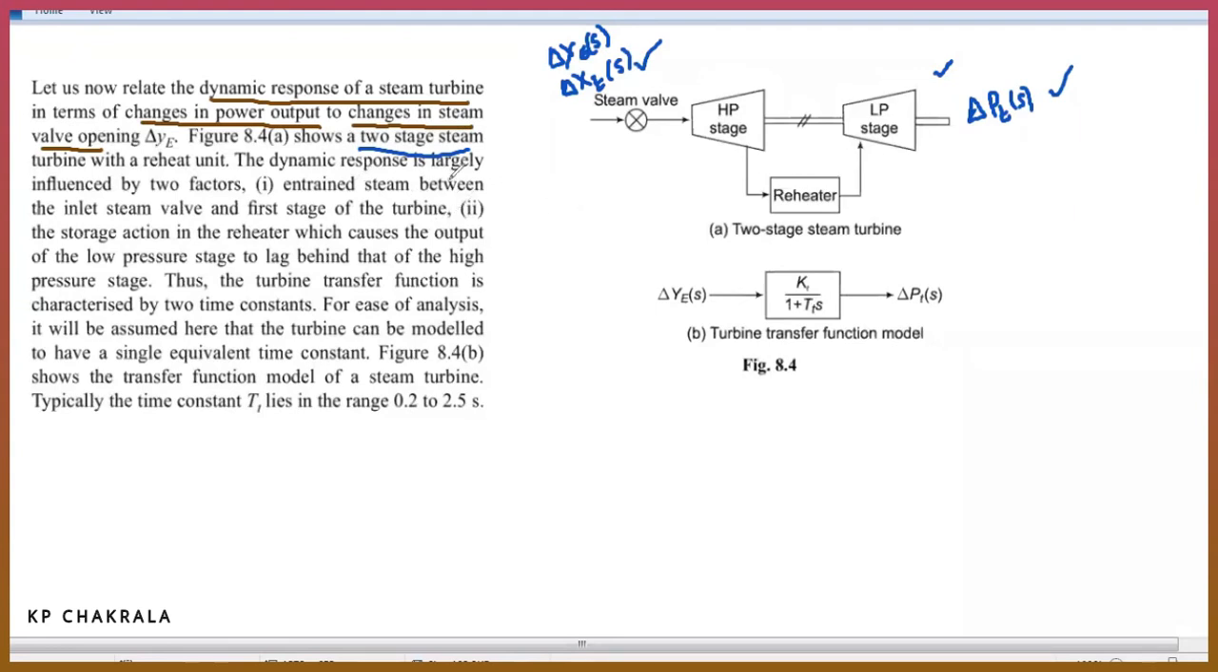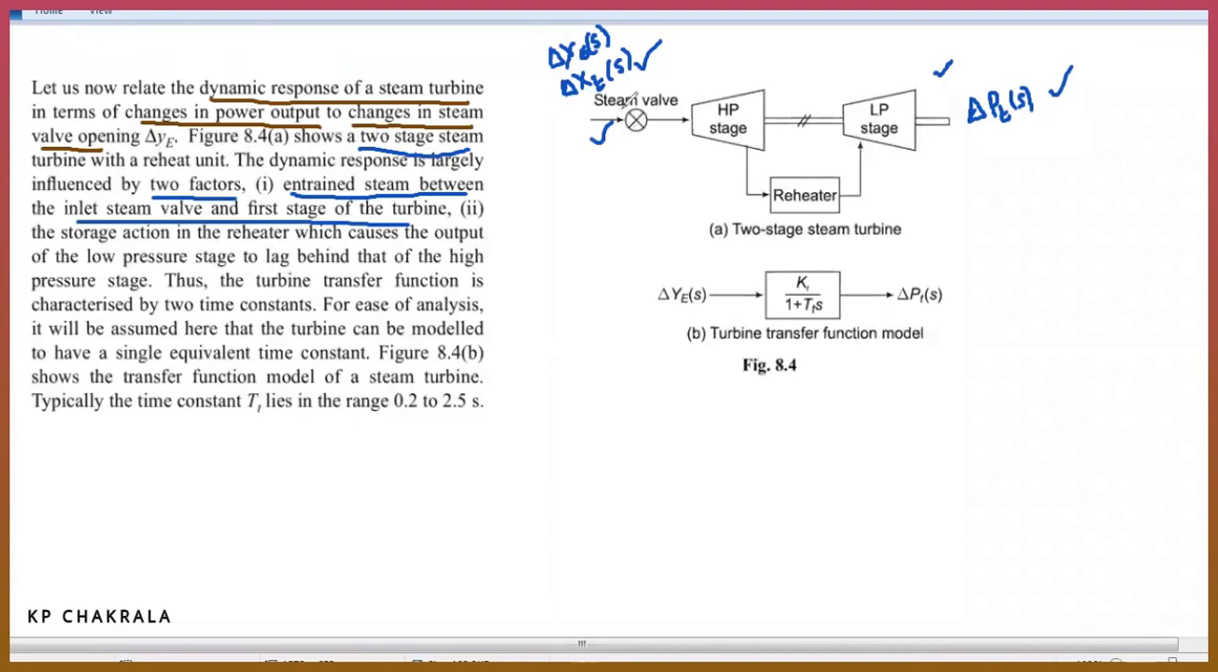Now this dynamic response is largely influenced by two factors. Delta PT(s), this is the response, is largely influenced by two factors in the turbine. Those two factors are the entrained steam between the inlet steam valve and the first stage of the turbine.